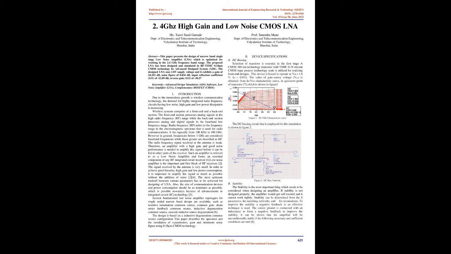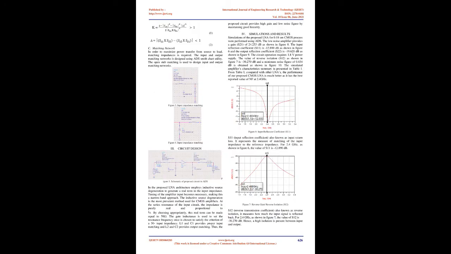2. Device specifications. A. DC biasing selection of the transistor is essential in the first stage. A CMOS 180 nm technology transistor with TSMC 0.18 micron CMOS logic process technology scale is utilized for realizing front-end designs. This device is biased to operate at VDS equals 1.8 V, IDS equals 0.03 A. The value of gate source voltage, VGS, is obtained from the ID-VDS characteristic curve, in the quiescent point of the transistor 7, which is shown in Figure 1. Figure 1: ID-VDS characteristic curve. The DC biasing circuit that is employed for the simulation is shown in Figure 2. Figure 2: DC bias network.